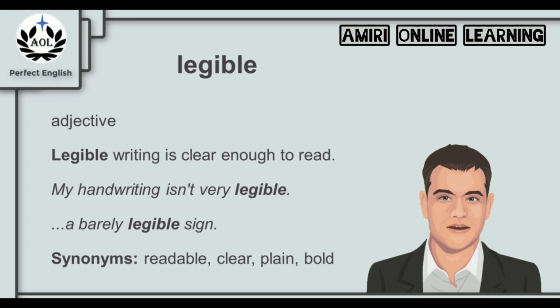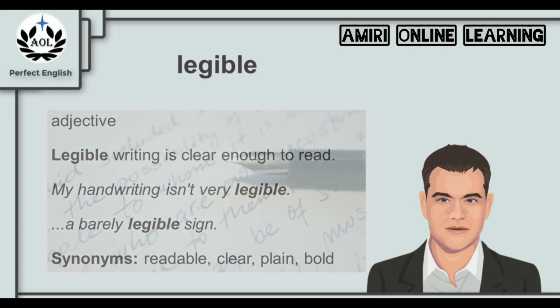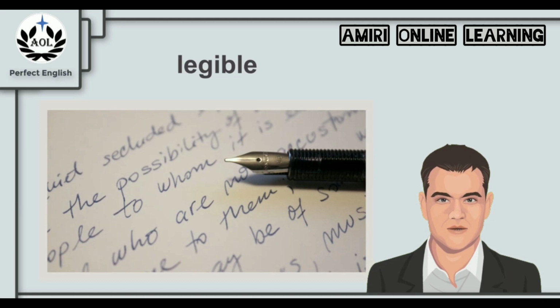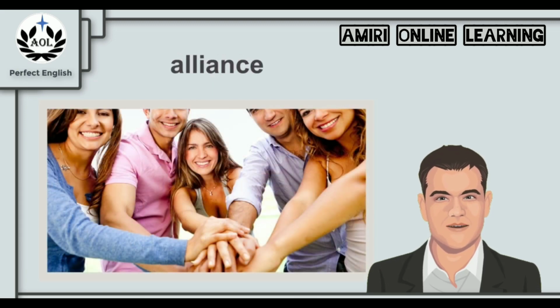For example, my handwriting isn't very legible. It cannot be read easily. Or we can say a barely legible sign. You look at the sign and you find it difficult to read. Synonyms for legible are the words readable, clear, plain, and bold. So the next time you remember this picture with the fountain pen and the handwriting, remember the word legible and what it means. And now for the next keyword, alliance.